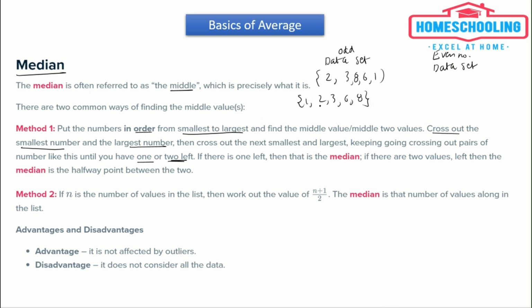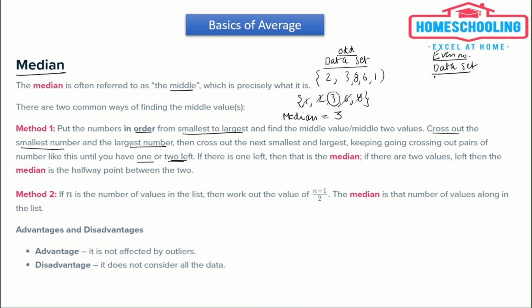Now we have rearranged the data set in ascending order from smallest to largest number. Now what we're going to do here is cut the smallest number and the largest number, and now we are left with only one number in the middle, that is 3. So the median is going to be the middle number, that is 3. Always remember, when an odd data set is given, we will get only one number in the middle.